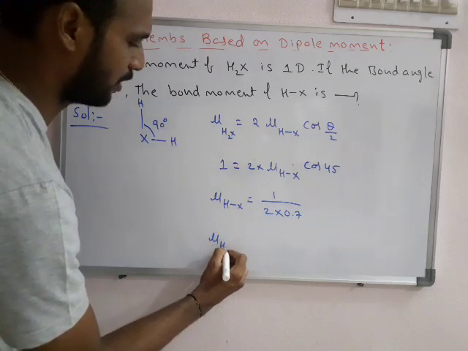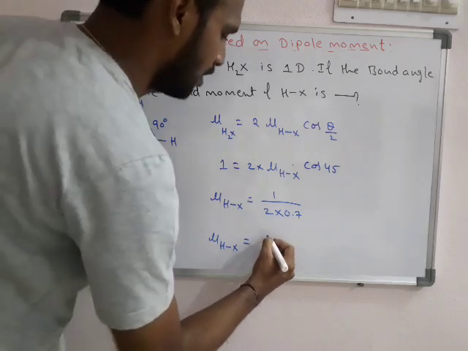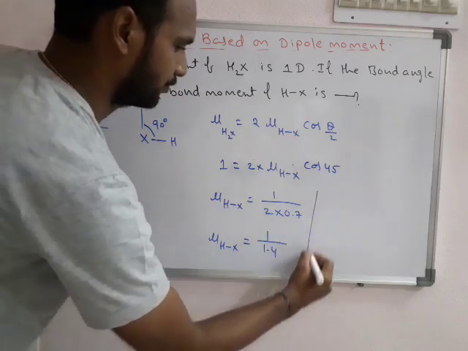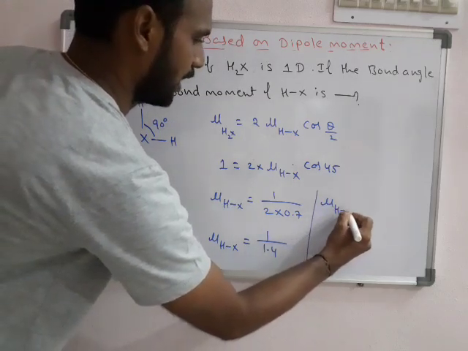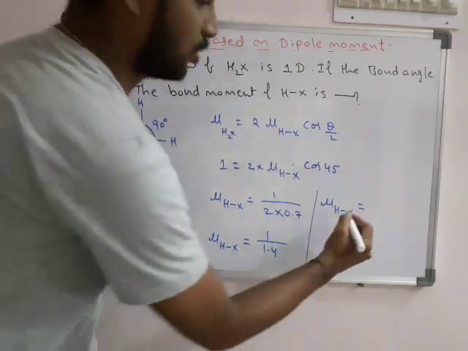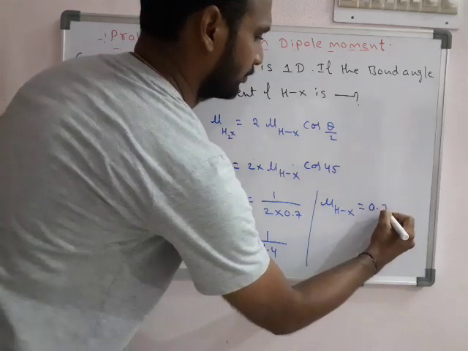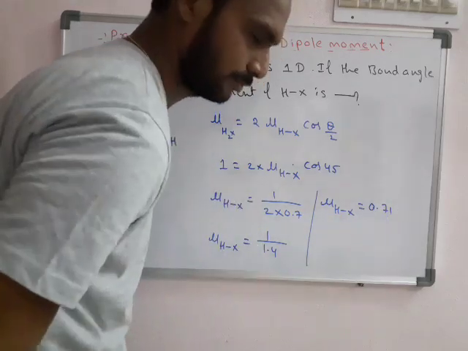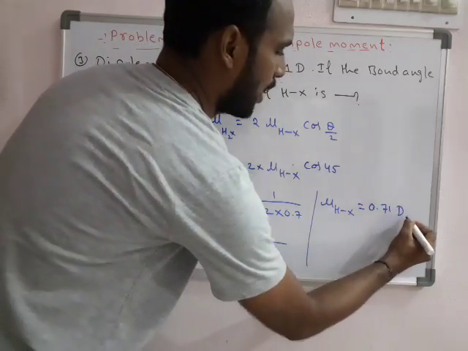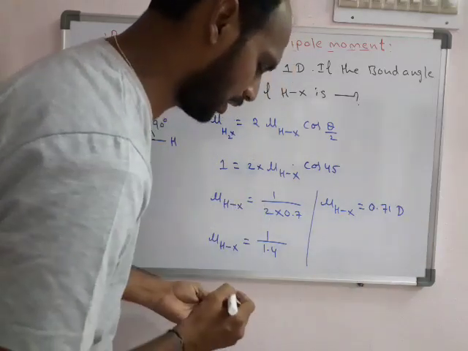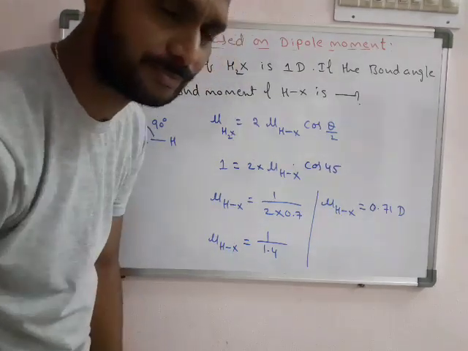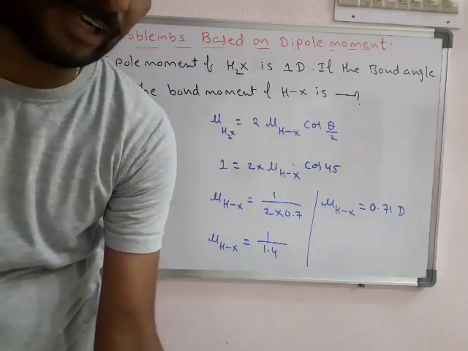So therefore one bond is equal to 1 by how much? That is 1.4. Therefore μ of HX, with this calculation, we will get 0.71 dBi. So in dBi only we will get the answer. Okay, this is for an individual bond.